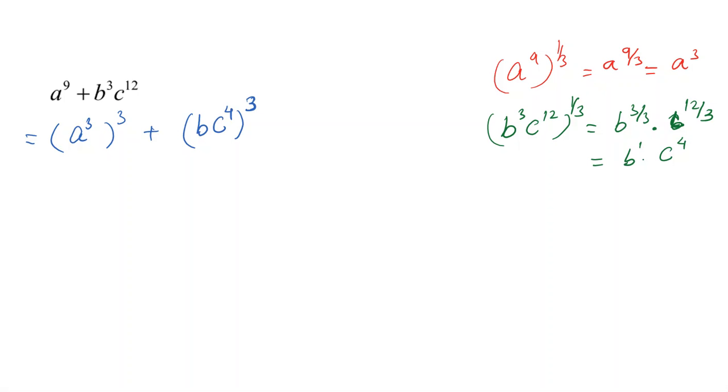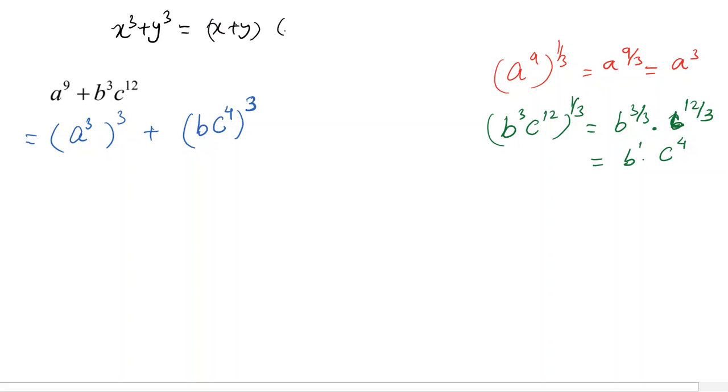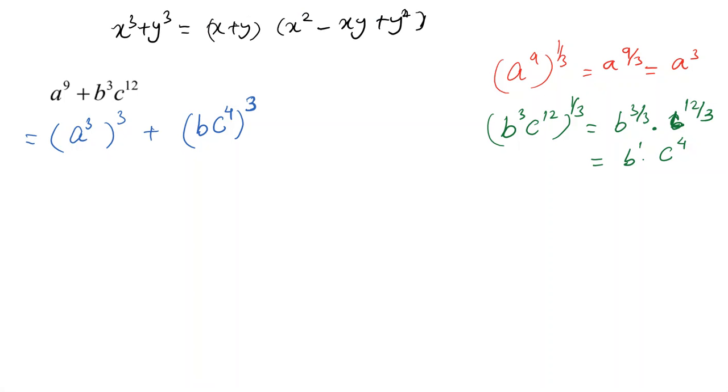So now this is of the form x cube plus y cube, and we know that x cube plus y cube is x plus y, x square, and then you change the sign, negative xy plus y square. So we have this form. This is your yellow, this is your blue, and see what you have as the replacement in your question, and you're going to use it accordingly.